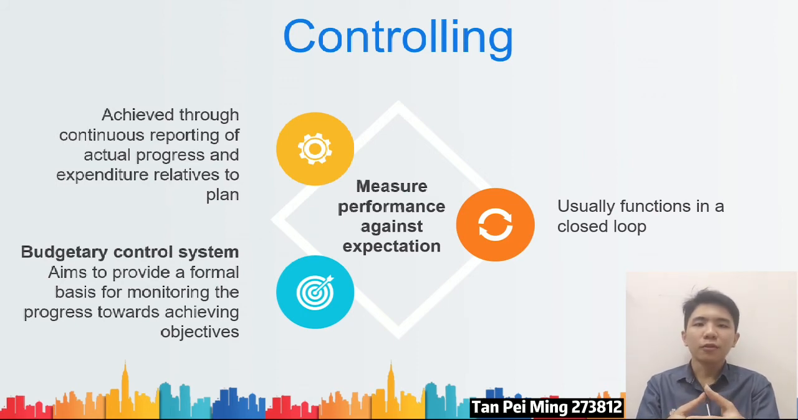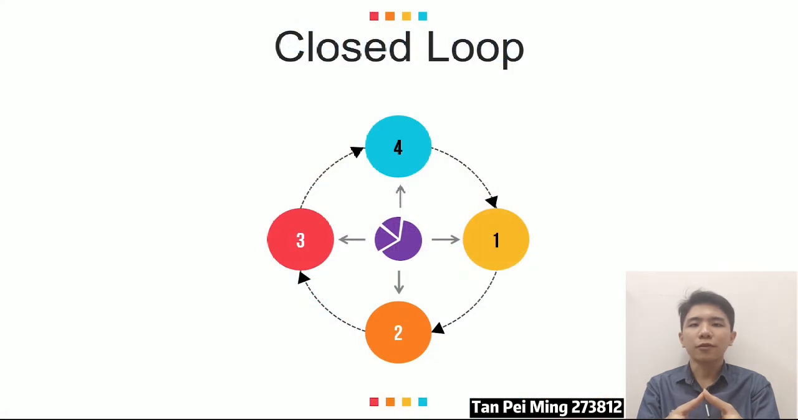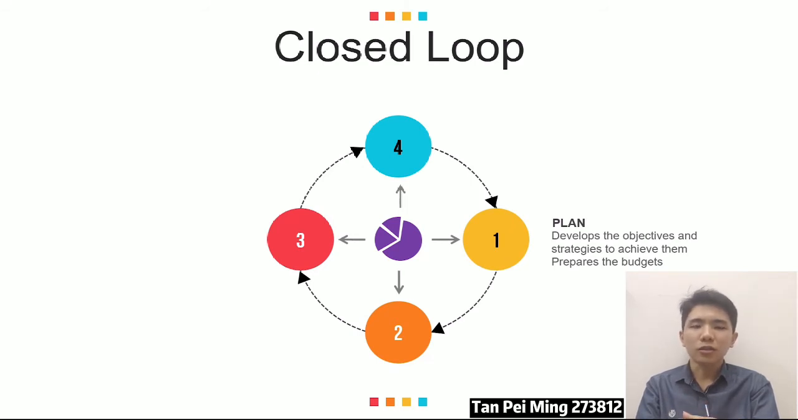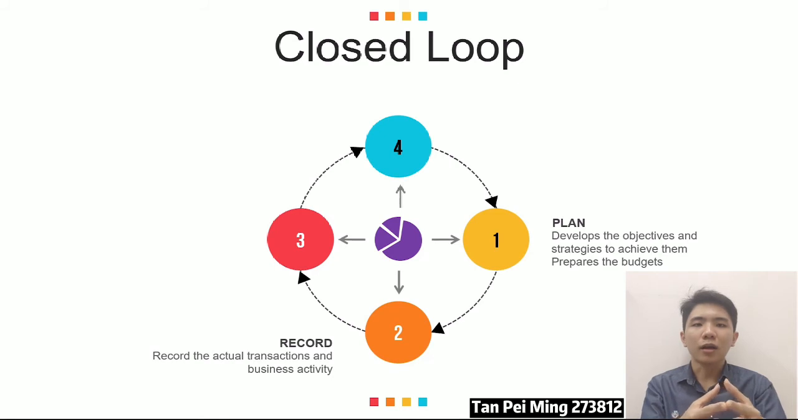The closed loop refers to the reciprocal exchange of consistent data and compatible plans and budgets among departments and management. It starts from the process of planning, where the management develops the objectives and strategies to achieve them. The budget is also prepared at this stage. After that, all the business transactions and activities that have an impact on the financial statements are prepared.